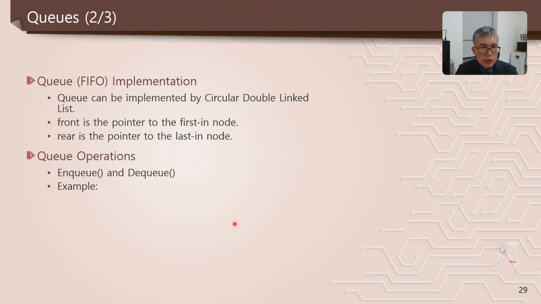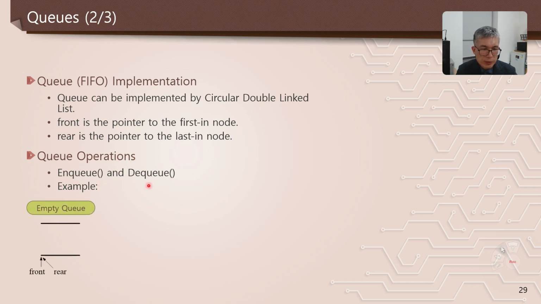Okay, the queue implementation. Let's take a look at it. A queue can be implemented by a circular doubly linked list. Front is the pointer to the first-in node. Rear is the pointer to the last-in node. So queue operations include enqueue and dequeue.